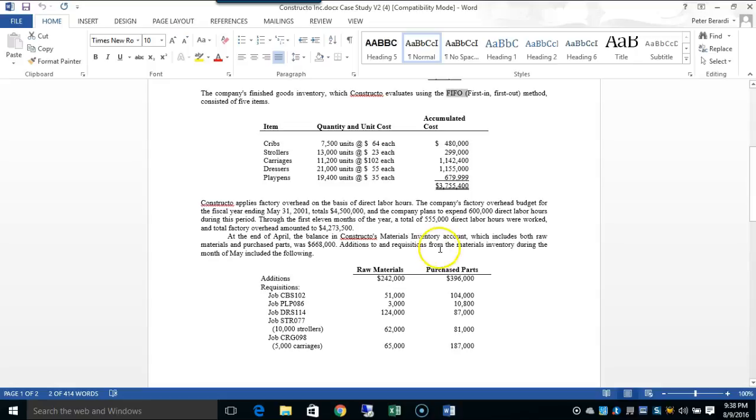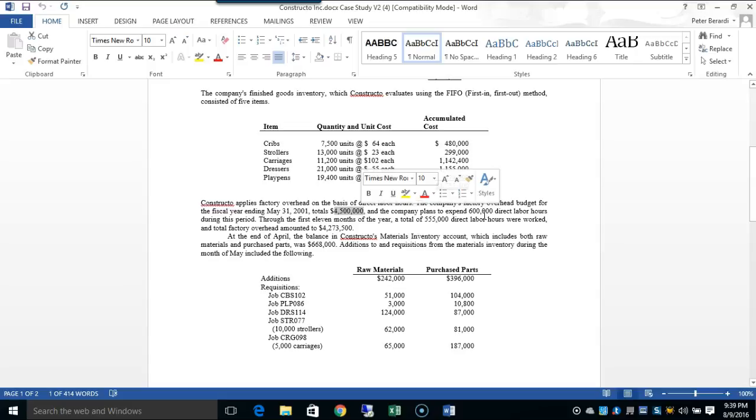So total labor hours worked for the first 11 months and total factory overhead amounted to $4,273,500. This information is right now irrelevant to us. What's relevant is our budget of $4,500,000 and 600,000 direct labor hours.